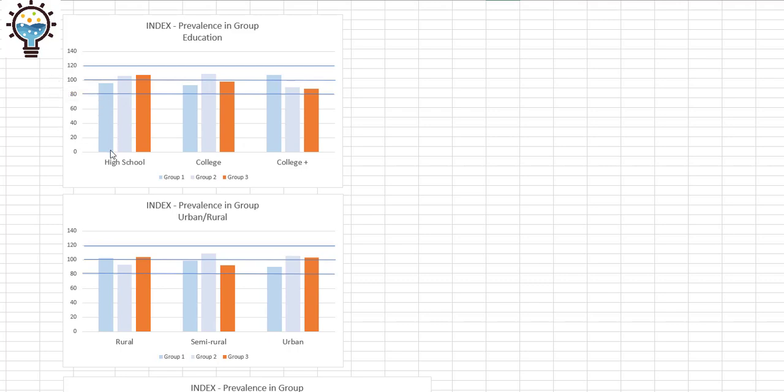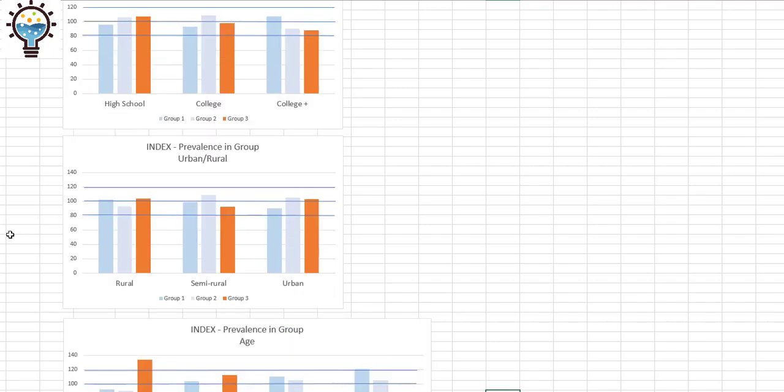Here's an example. The orange bar is our Group 3, our target group. When it comes to high school education, the orange group has an index of 105, which means that our target is a little more likely to have only high school education than the total sample. 105 is not much different, and it's not statistically significant. A typical rule of thumb is that we want to be seeing an index above 120 or below 80. When we see that, we can call it out. When it comes to education, you can see that Group 3 is not significantly different from the other groups. We can see some directional information, but it's not strong enough.